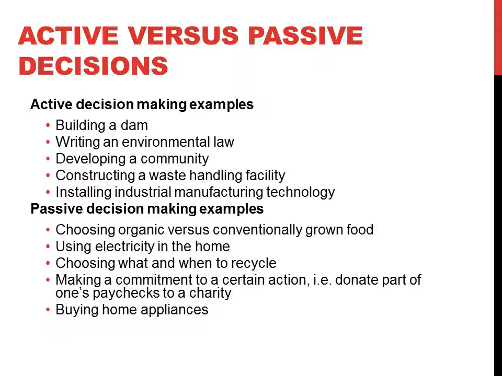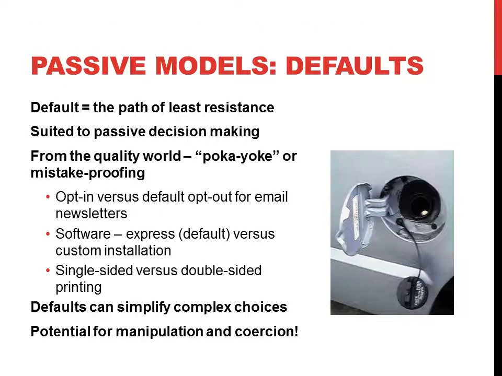Make a commitment. How do we make these commitments? And buying home appliances. These are all examples of decisions that have environmental impacts and that can be affected by implementing some passive decision-making techniques. And this week we want to talk a little bit about defaults.